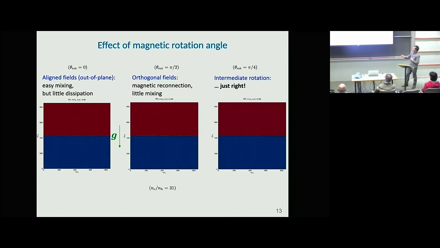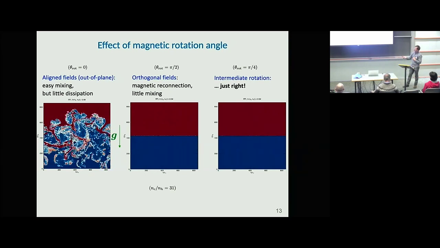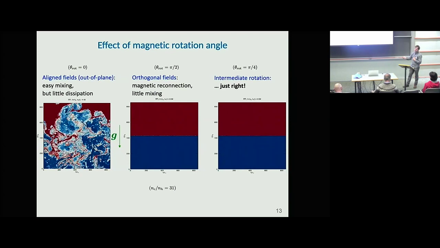So this first one is going to show zero rotation of the magnetic field. So the magnetic field is purely out of the domain plane in this case. And what happens is that everything just falls apart and you get a lot of mixing and a lot of chaos. But this isn't turbulence, it's just a lot of mixing. There's not really dissipation going on here. So that's one case. The other case I'm going to show in the center is orthogonal fields where there's a 90-degree rotation between the two domains.